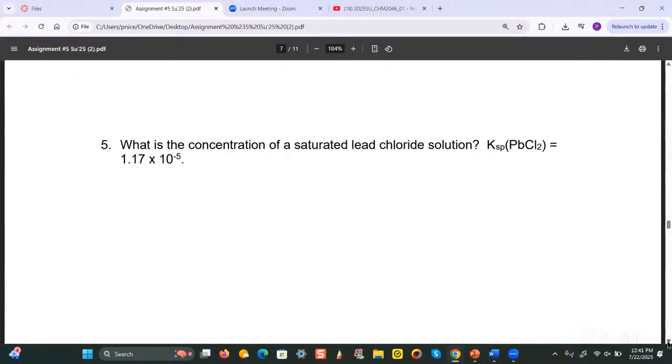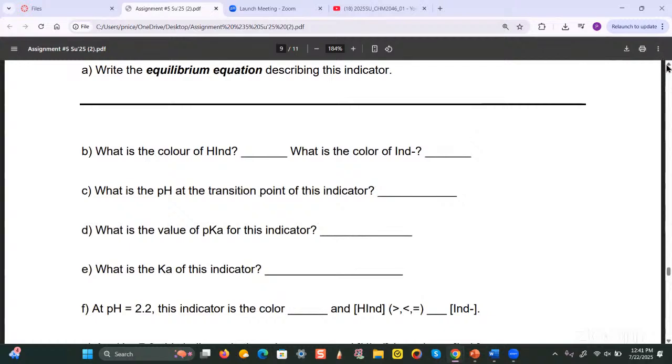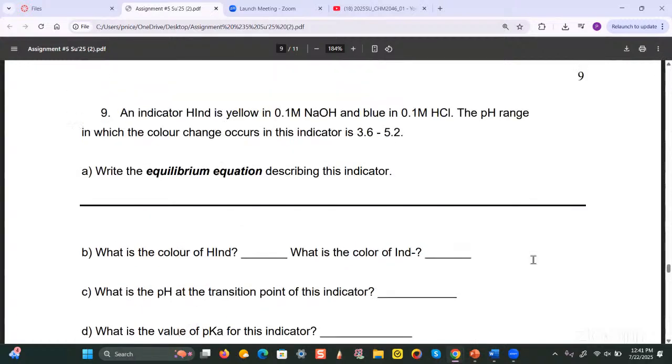But unfortunately, I placed it late in this assignment. And that is this question right here. Okay, so I'm talking about question number 9. This has to do with indicators. Remember, we talked about indicators earlier. Indicators are basically weak acids or bases, which give different colors under different acidic or basic conditions, right? So this question is talking about an indicator, HInd. It says it is yellow in 0.1 M sodium hydroxide and blue in 0.1 M hydrochloric acid. And it says the pH range in which the color change occurs in this indicator is over the range of 3.6 to 5.2.